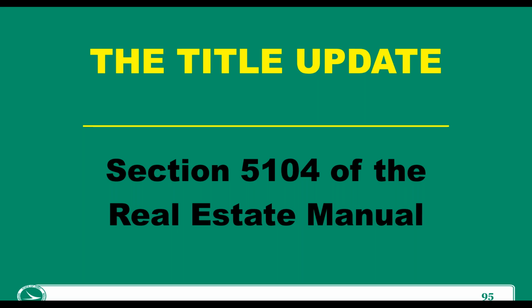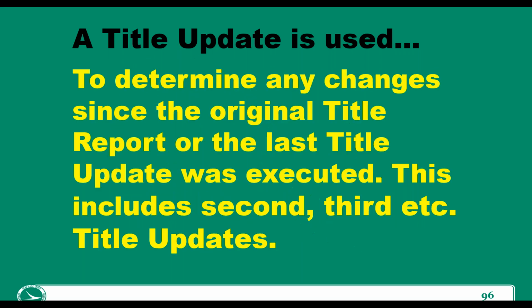Section 5104 of the Real Estate Manual is the title update. A title update is used to determine any changes since the original title report or the last title update was executed. This includes second, third, etc. title updates. Yes, this search might originally have been done 4 years ago, updated, and then something happened, it sat for a while, updated again, maybe there was another holdup, updated again. It happens. It's not the norm, but it happens.